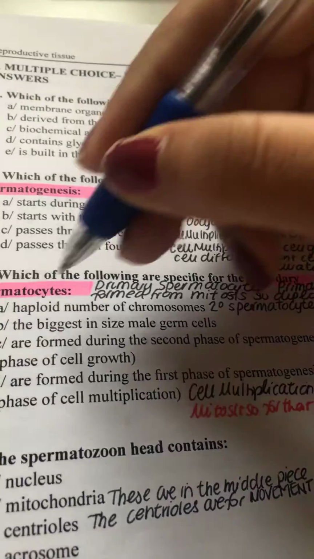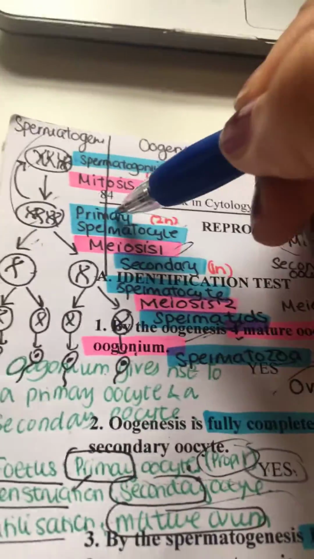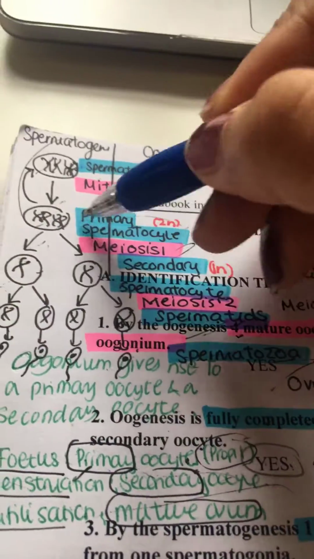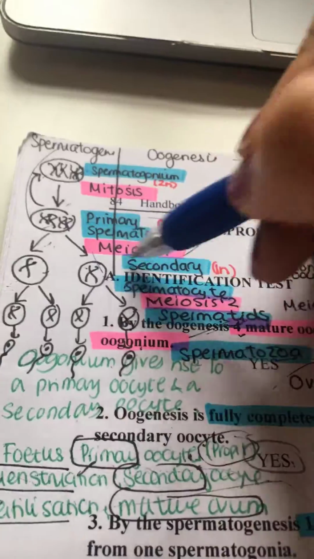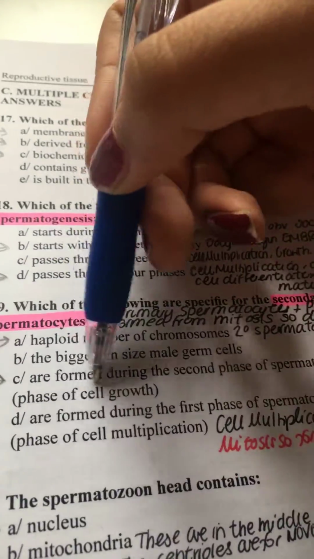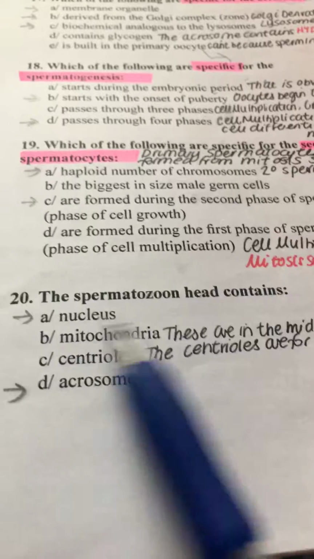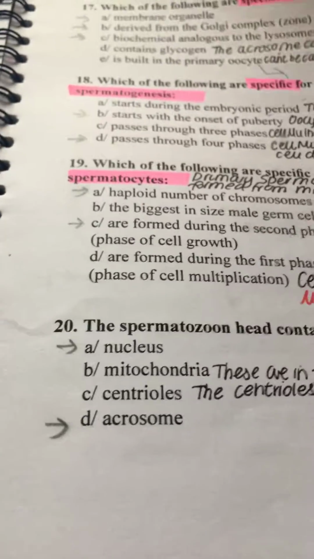Which of the following are specific for the secondary spermatocytes? Secondary spermatocytes we discussed already in the spermatogenesis cycle. Basically, here's when a primary spermatocyte goes through meiosis to the secondary spermatocytes, and here the genome is halved, okay? So a haploid number of chromosomes is formed during the second phase of spermatogenesis. That's obvious. Spermatozoa head contains nucleus and acrosome. We know this, okay?